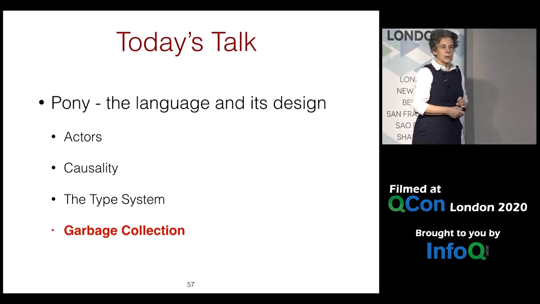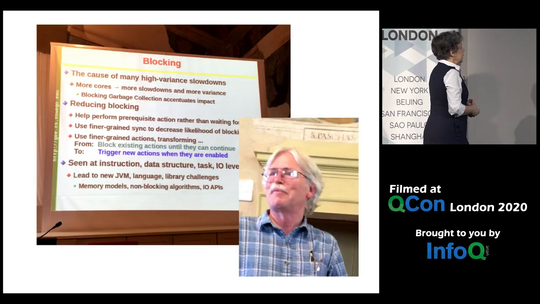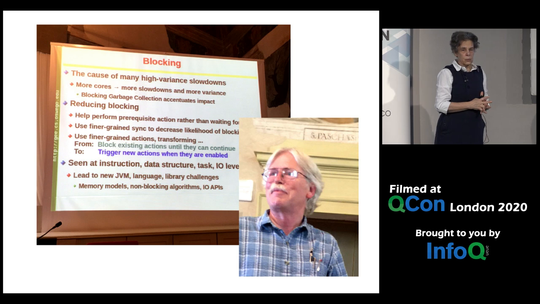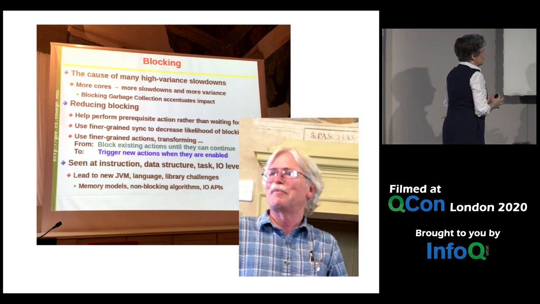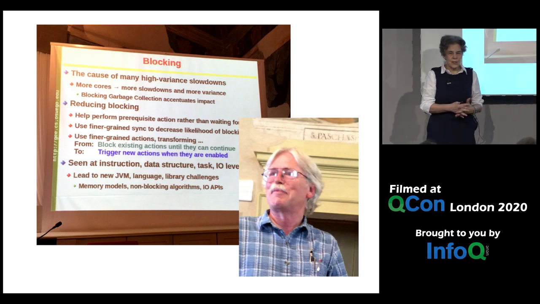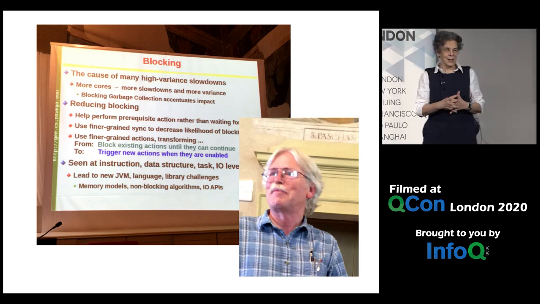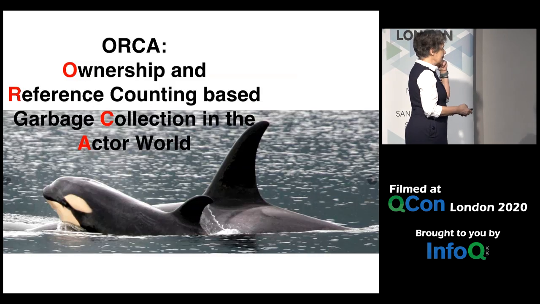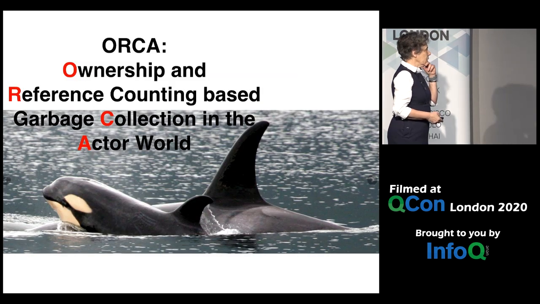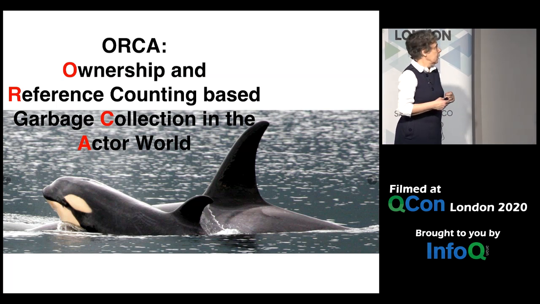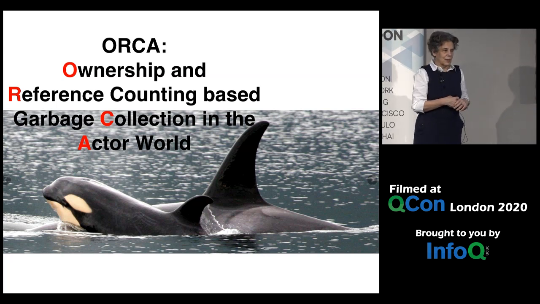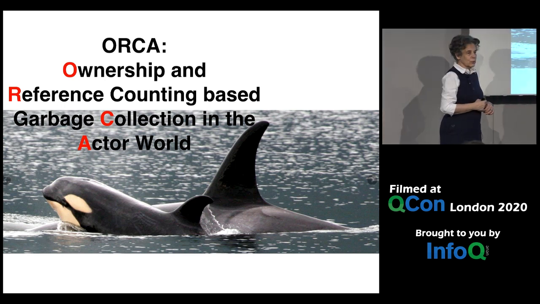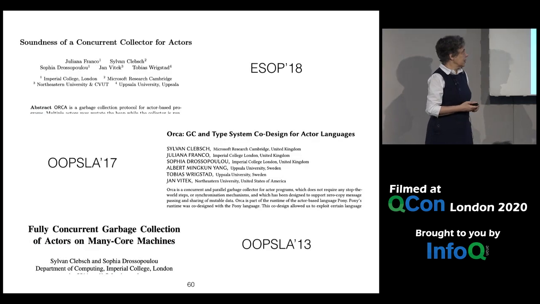The last thing I want to talk about is garbage collection. It came as a surprise to me how important garbage collection is, but it is super important. Perhaps I don't need to say it here to you. There is Doug Lea, who is the master of concurrency and also garbage collection, talking about the issues that arise. In Pony, we have a garbage collection protocol that is based on ownership and reference counting. Juliana, my PhD student, found the wonderful name Orca for it. So what's so great about Orca?